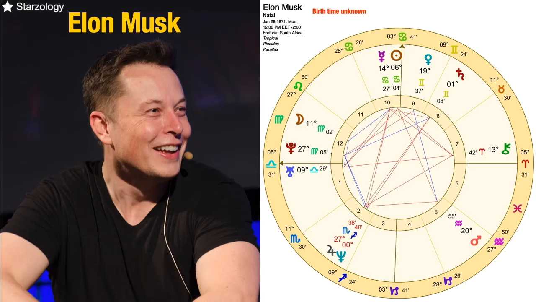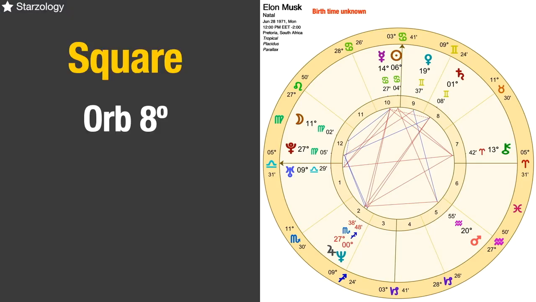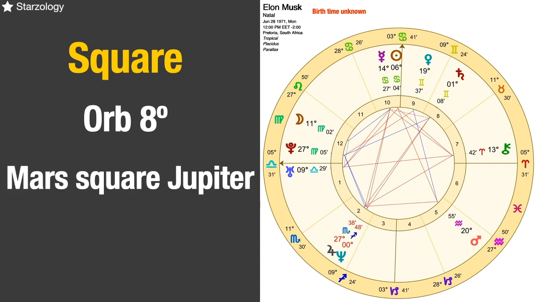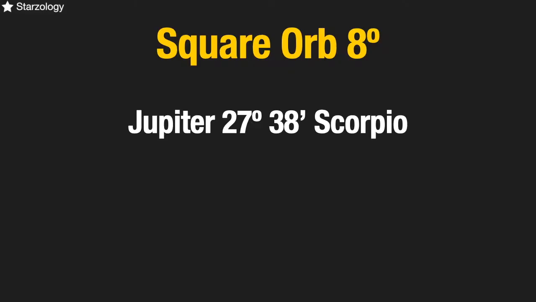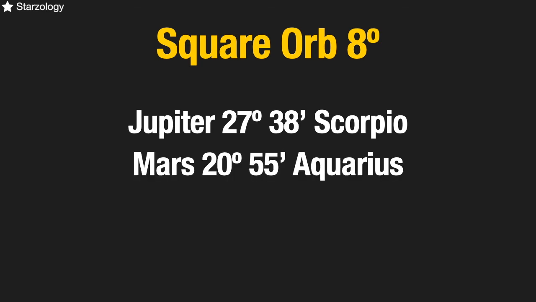Going back to his chart again, the square orb is 8 degrees. So our question is, is Mars square Jupiter? They look like they could be in square. The square has an orb of 8 degrees. We are looking at Jupiter at 27 degrees 38 Scorpio. We're looking at Mars at 20 degrees 55 Aquarius. What is the difference? The orb there is 6 degrees 42 minutes. So Mars is square Jupiter in his chart.